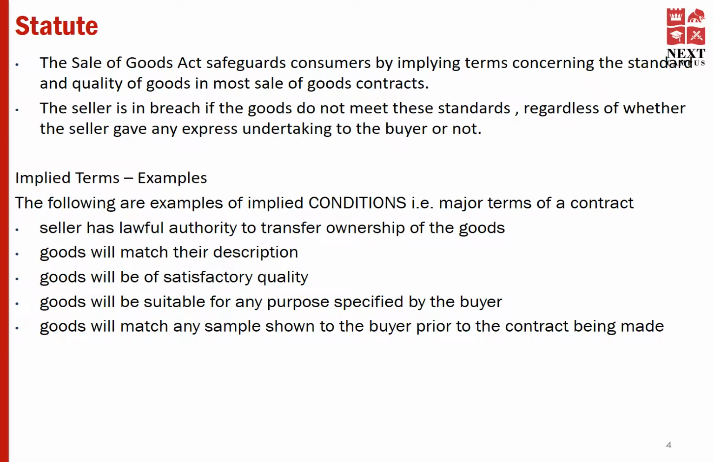The seller has lawful authority to transfer ownership of the goods. Goods will match their description. Goods will be of satisfactory quality. Goods will be suitable for any purpose specified by the buyer. Goods will match any sample shown to the buyer prior to the contract being made. So these examples, what we just discussed, will not be specifically mentioned in a contract or agreed on in a contract, but they are implied and these conditions are binding.